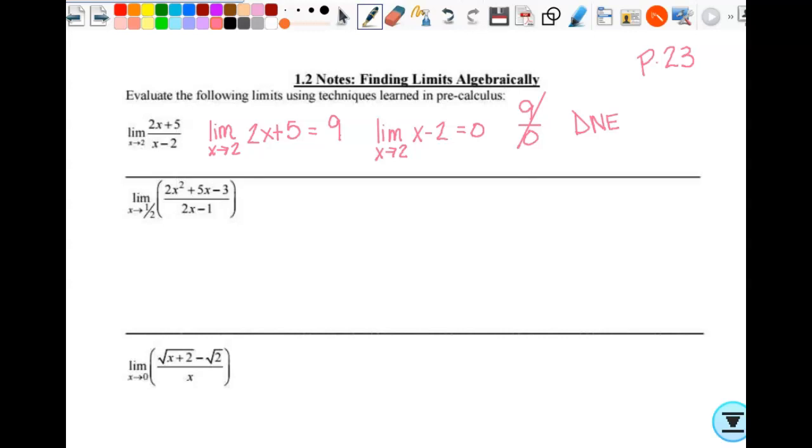Okay. All right. So now let's look at this second one. We're going to take the limit as x approaches 1/2 of the numerator, which is 2x squared plus 5x minus 3.